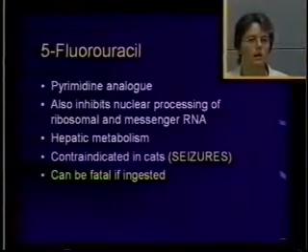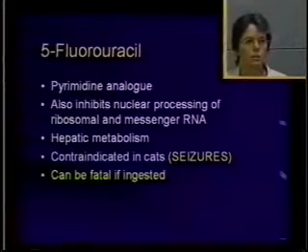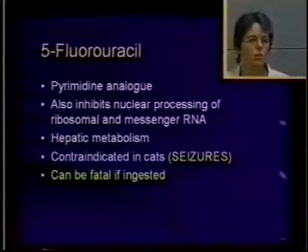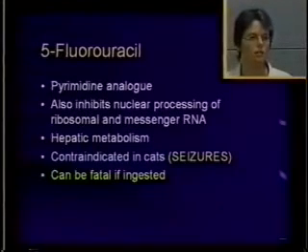We'll talk a little bit about 5-fluorouracil, although it's not that commonly used. It is a pyrimidine analog. It also does inhibit nuclear processing of ribosomal and messenger RNA, and it's unknown at this time which of these two mechanisms of action is the most significant. It's metabolized by the liver.